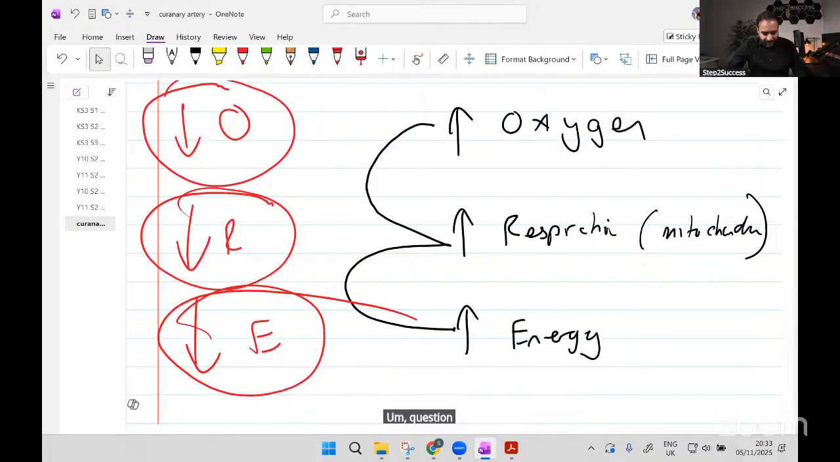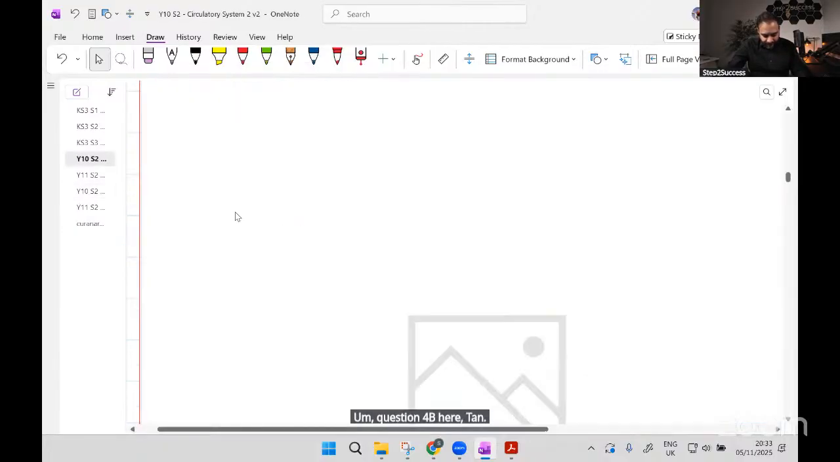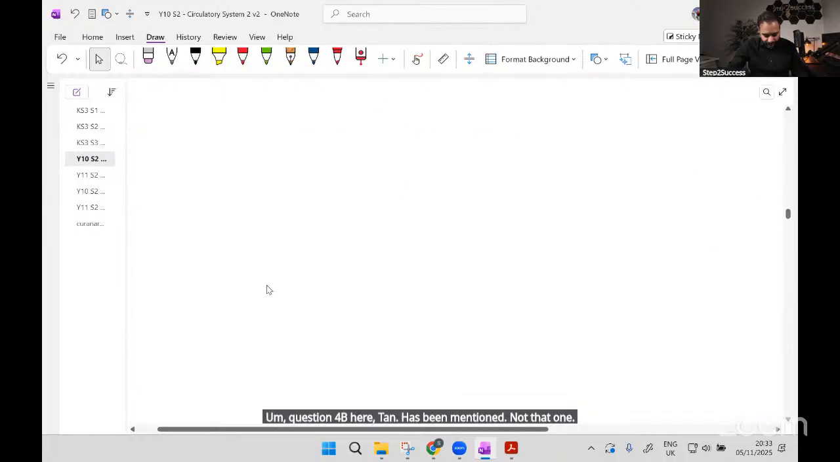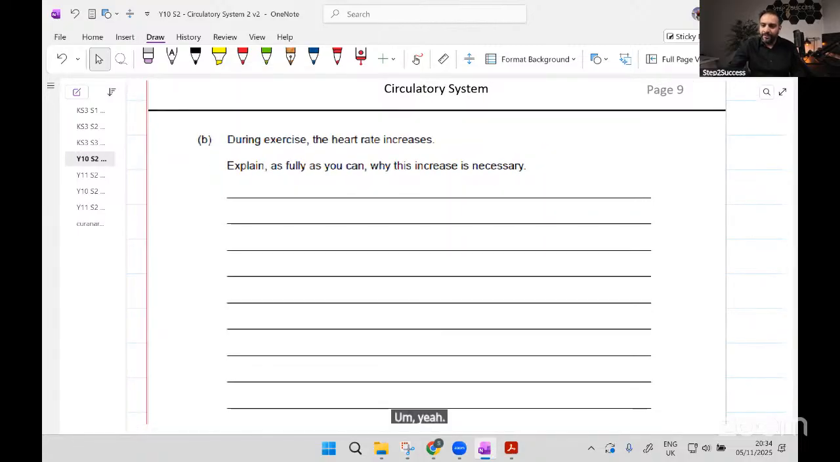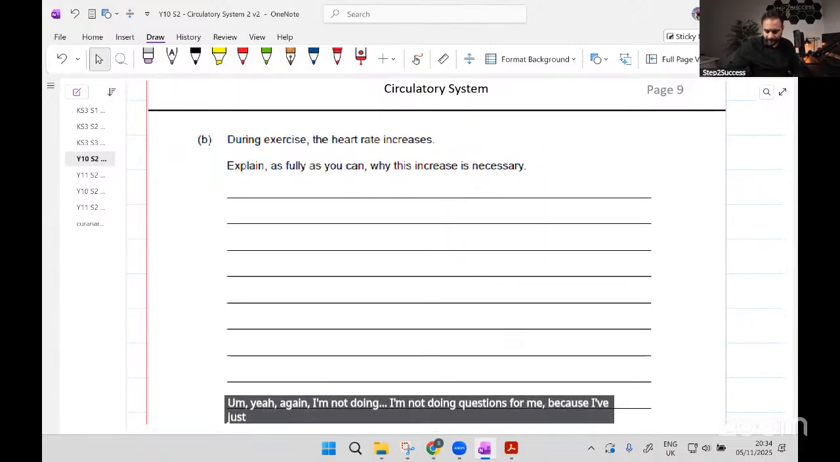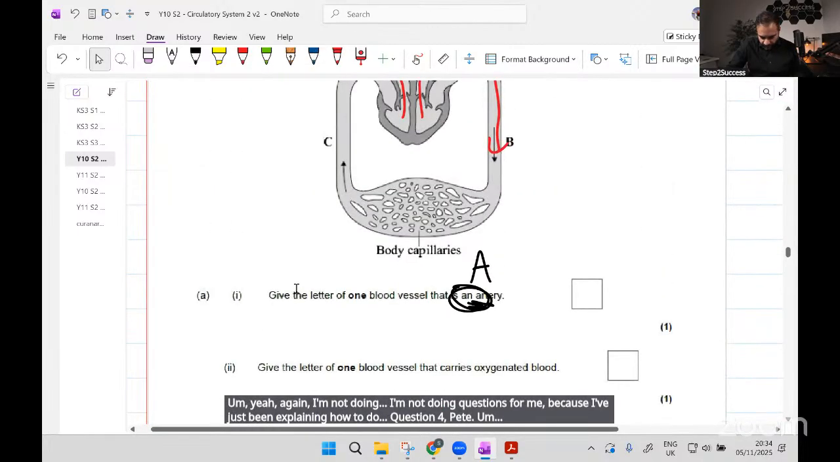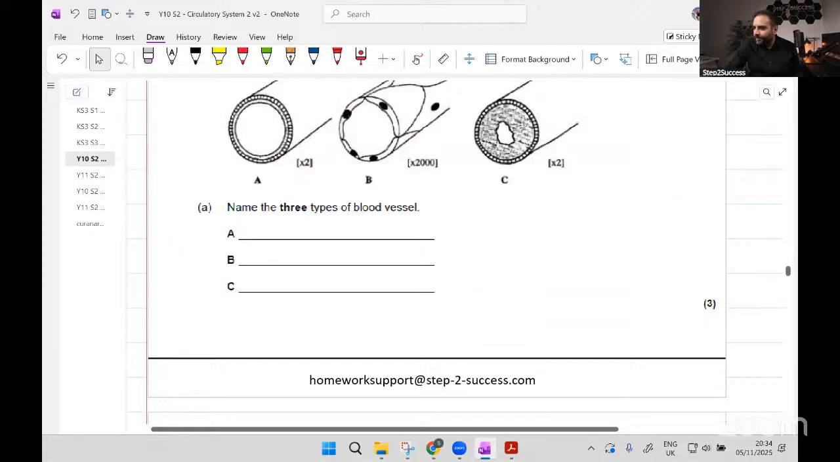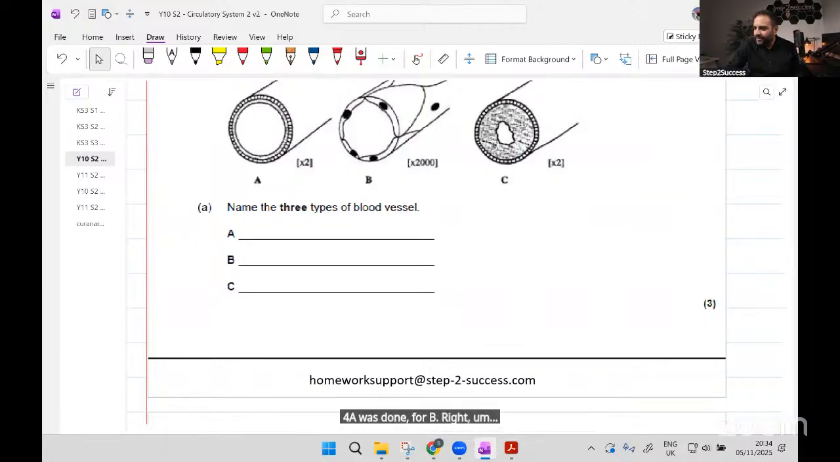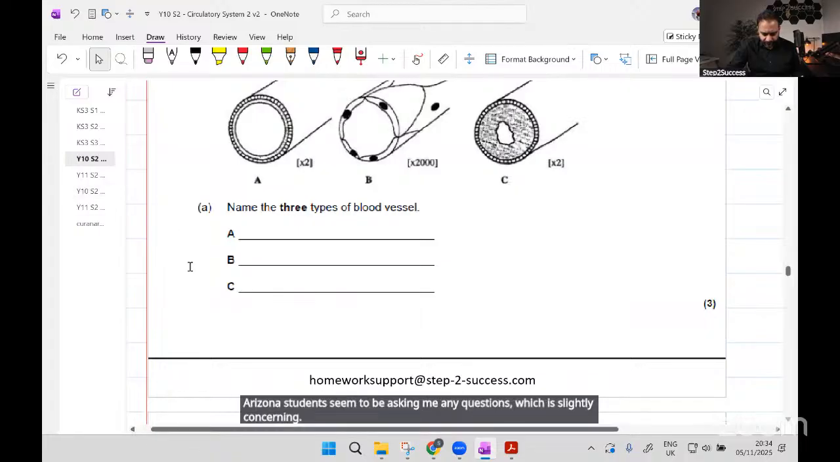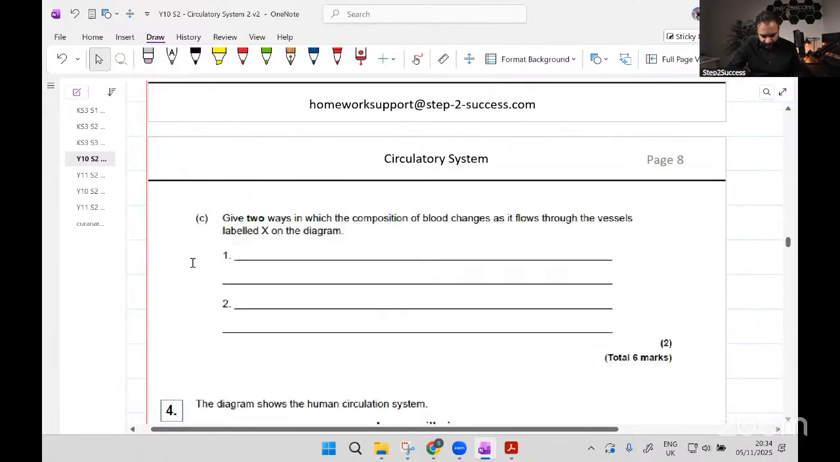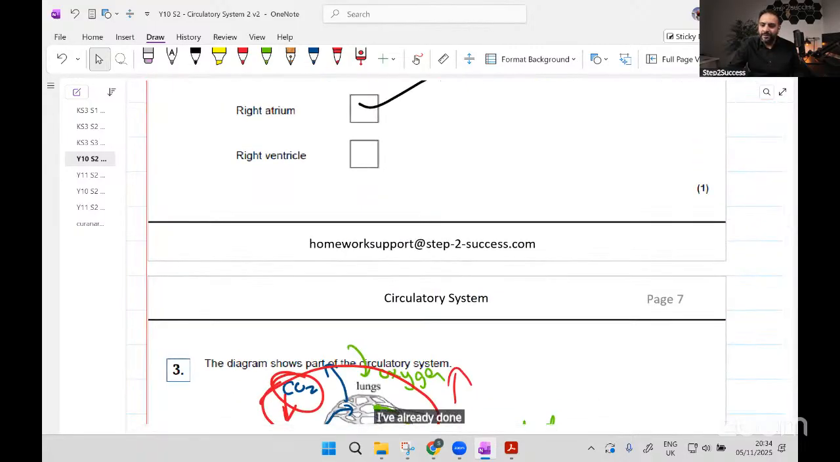Question 4B, here 10 has been mentioned. No, not that one. Yeah, again, I'm not doing that. I'm not doing question 4B because I've just been explaining how to do question 4B. 4A was done, 4B. Right. It doesn't seem like anybody from any of the year 11 students seem to be asking any questions. It's slightly concerning. I've already done 3C. You'll have to watch the video back, unfortunately.